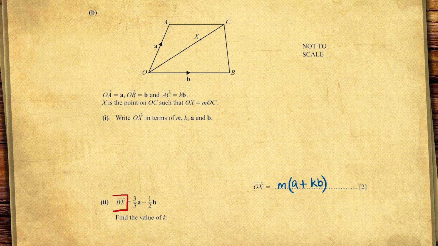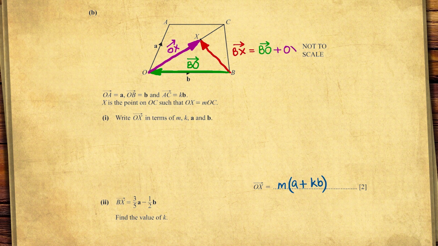Next, the question gives us a vector BX. That is this vector that goes from B to X, the vector BX. And we can break this vector down into other vectors that are given to us. So this vector that goes from B to O, the vector BO, and this vector that goes from O to X, the vector OX. So the vector BX can be broken down. BX is equal to BO plus OX.